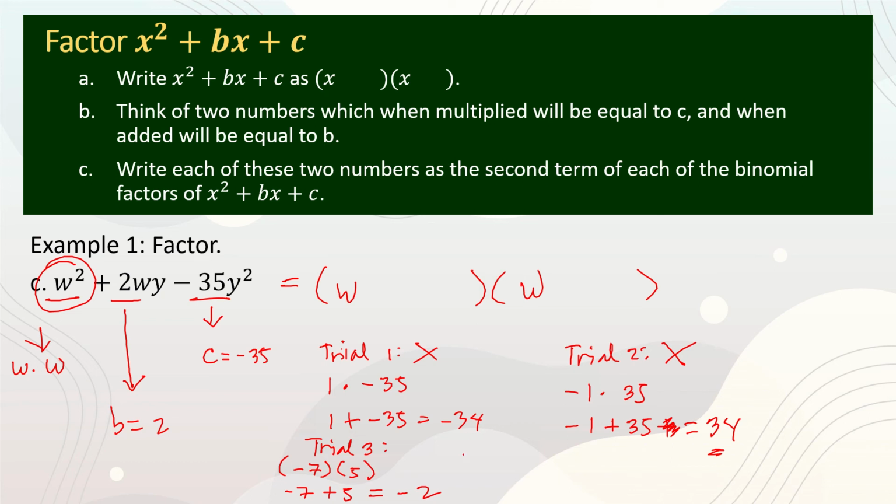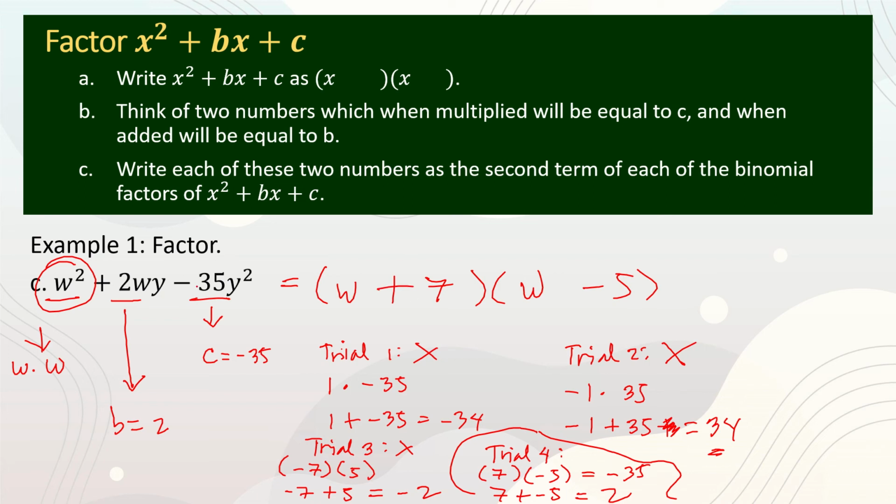So that means the issue lang natin is baka nabaliktad lang yung sign. So in our trial 4, what we will do now is, instead of 7 becoming negative, the 5 becomes negative. So 7 times negative 5, that's negative 35. But 7 plus negative 5 is what? That's positive 2. So there you go. The correct answer for trial 4 must be 7 and negative 5. So you put 7 in here and negative 5 in here.